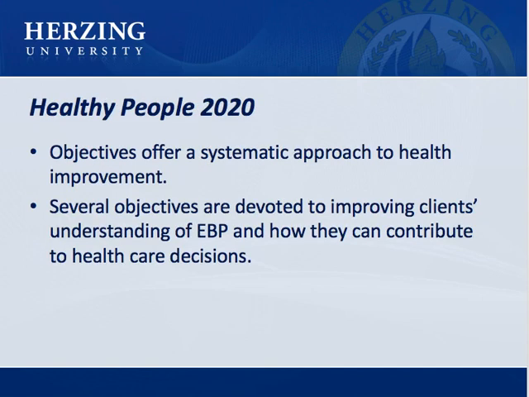Healthy People 2020 objectives offer a systematic approach to health improvement and improving clients' understanding of evidence-based practice and how evidence-based practice can contribute to healthcare decisions. An example of an application of evidence-based practice to public health nursing is the intervention wheel. It's a population-based practice model for public health nurses.